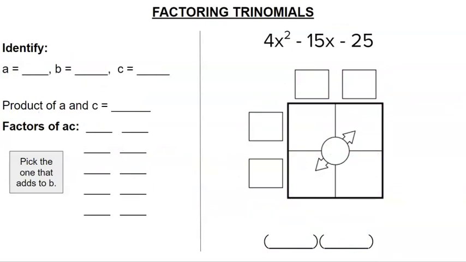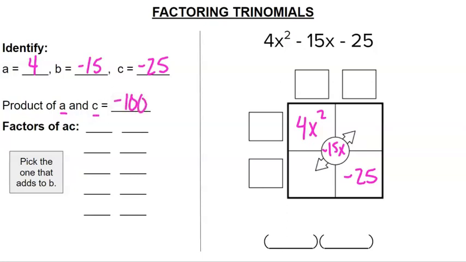All right, we'll do one more example here. So we have our trinomial, 4x squared minus 15x minus 25. And then we'll identify our a, 4, our b, negative 15, and our c, negative 25. And then we'll find the product of a and c. We'll multiply 4 times negative 25, which gives us negative 100.